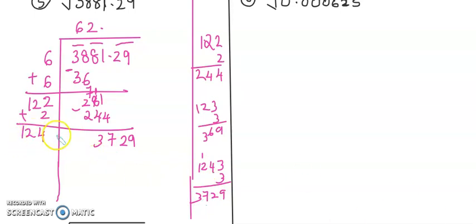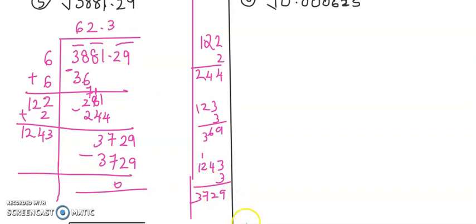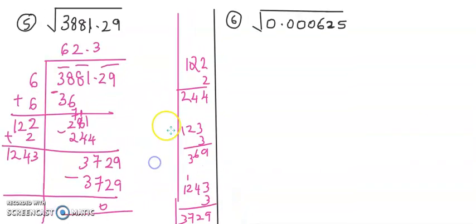Okay, so I'm putting a 3 on the left and I'm putting a 3 on the top. So it becomes 3, 7, 2, 9. So subtraction gives me a 0. So answer is 62.3. Clear? Let's take the next one.